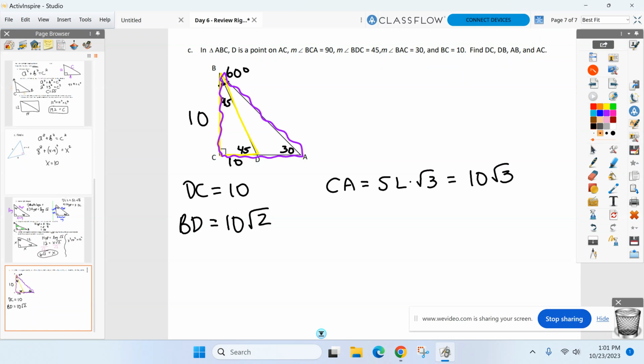And how about the hypotenuse? Where's the hypotenuse in that 30-60-90? Where is it? Name it. AB, right? All right, go back to your rules at the top of your page. How do you find the hypotenuse in a 30-60-90? 2 times the shorter leg. And what's the shorter leg in this diagram again? 10. So it's 2 times 10, 20. All right.